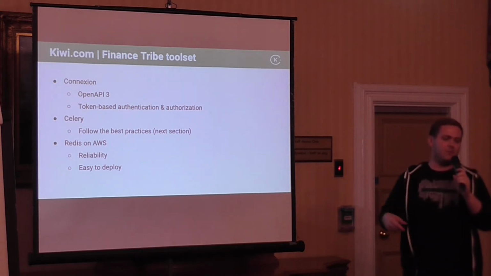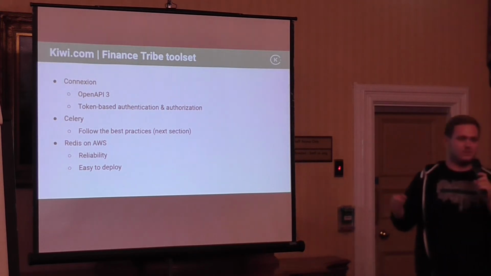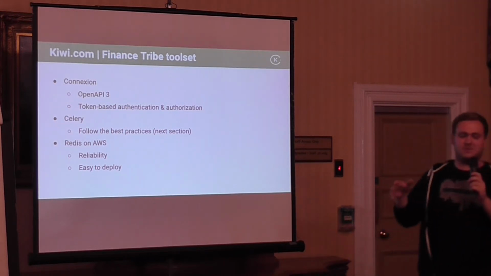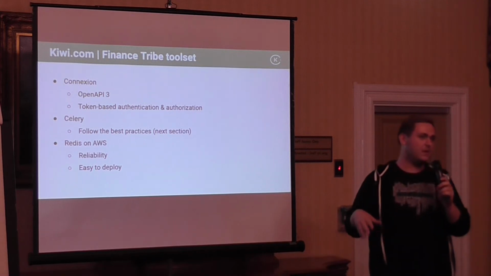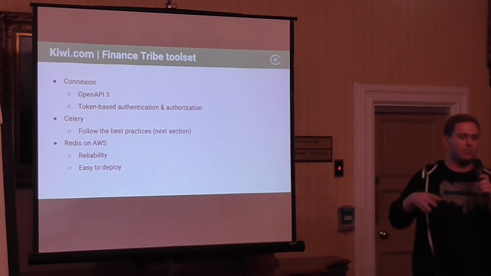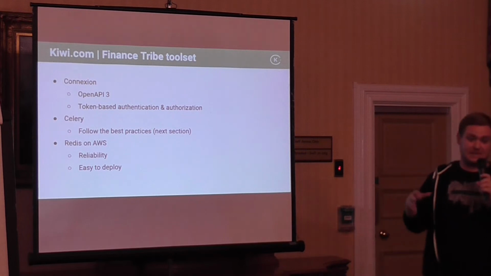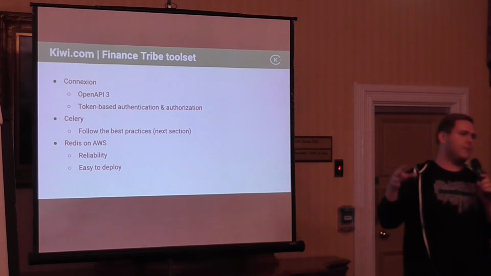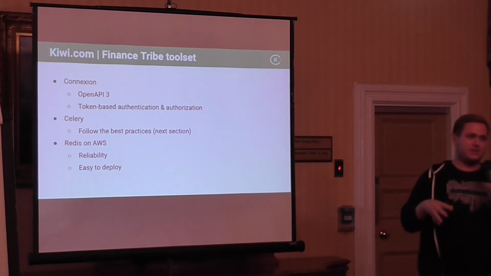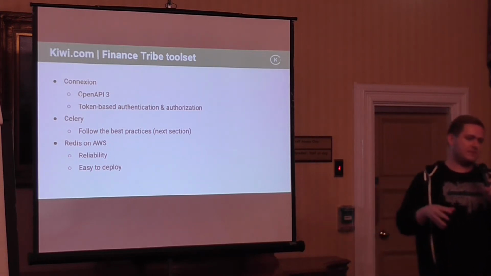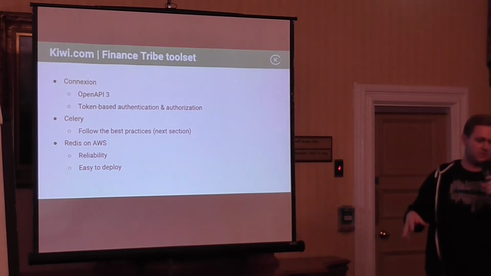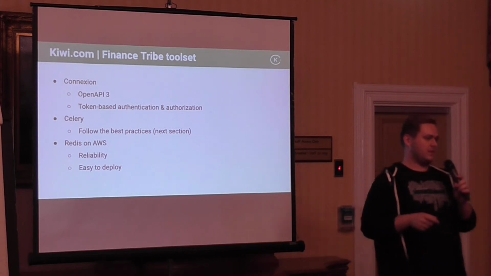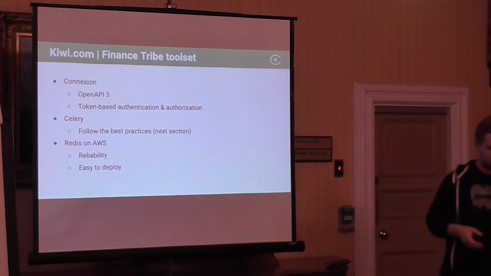With Connexion, we have Open API 3. You may know it from before as Swagger, but right now it was changed to Open API Initiative, and it continued the numbering, so it's Open API 3. It can define the schema of a REST API quite easily, and Connexion validates on top of the schema and generates the Swagger docs. Basically, it's a fancy page with all the schemas and data models on it. We are using token-based authentication, and if needed, also authorization.